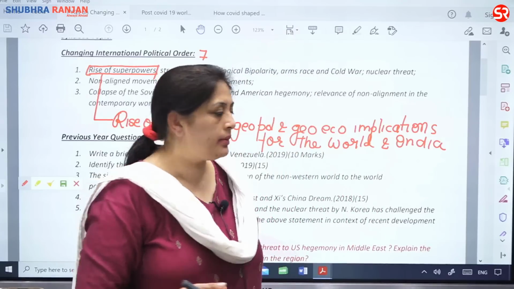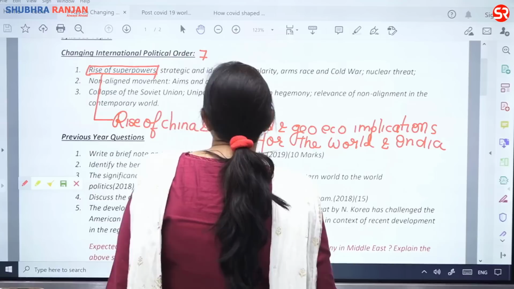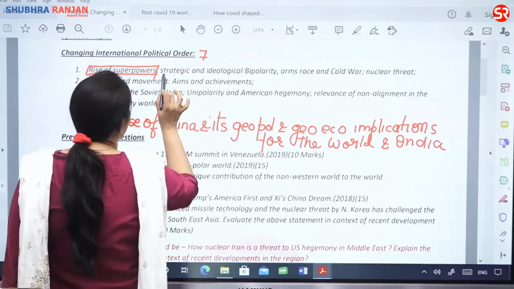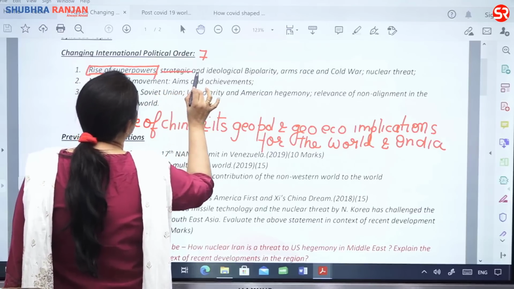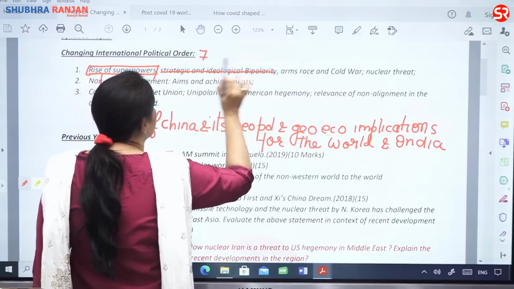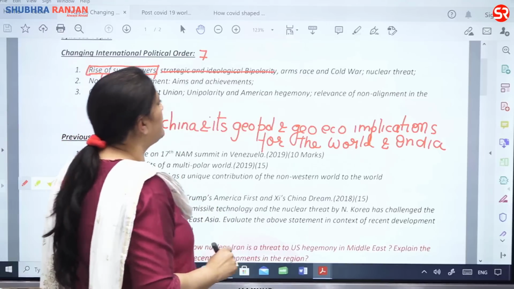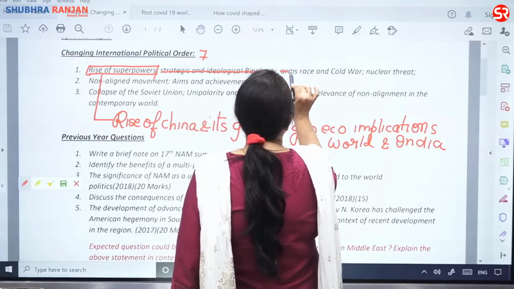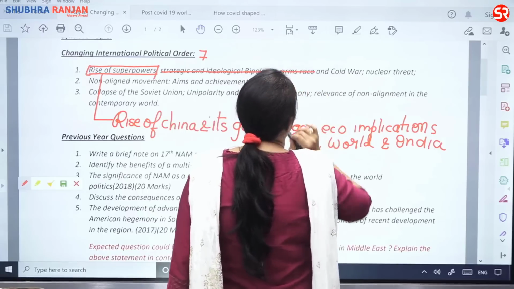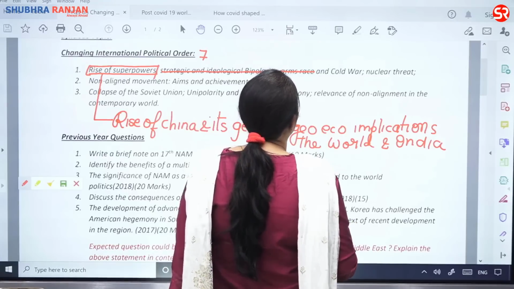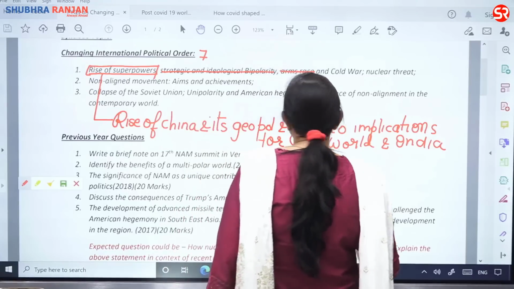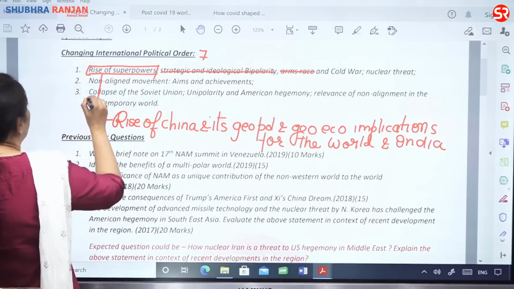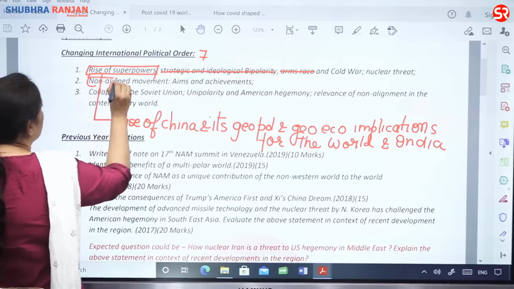So how India should manage the China challenge, and the implications of China's rise on the world order. Now, strategic and ideological bipolarity is not very relevant, so it is enough if you go through the notes. Arms race and Cold War, I don't think is very important now. The nuclear threat globally, you can prepare for short notes. I will show you the analysis of the questions.